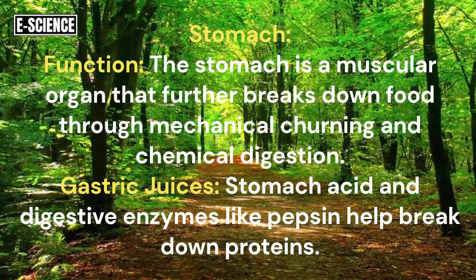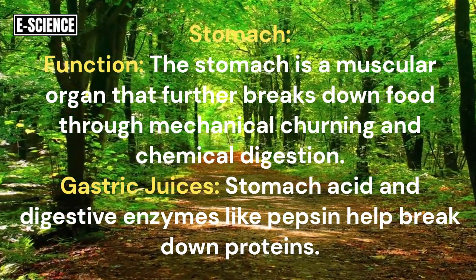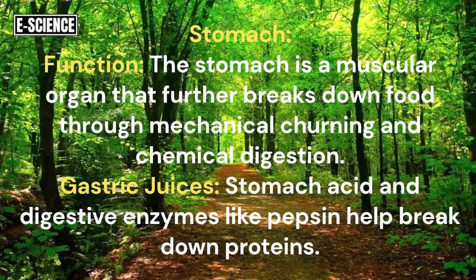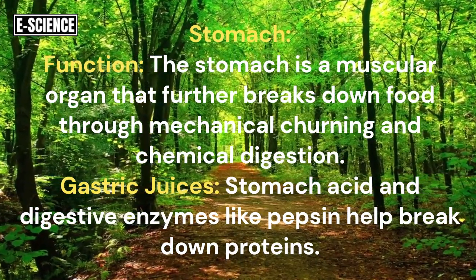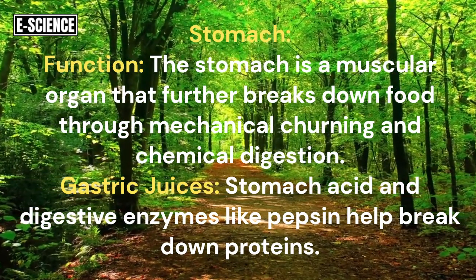Stomach. Function. The stomach is a muscular organ that further breaks down food through mechanical churning and chemical digestion. Gastric juices. Stomach acid and digestive enzymes like pepsin help break down proteins.